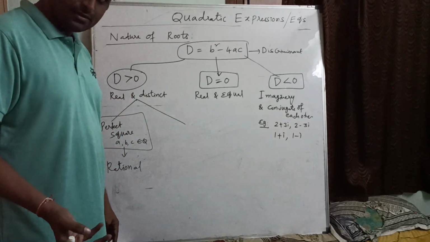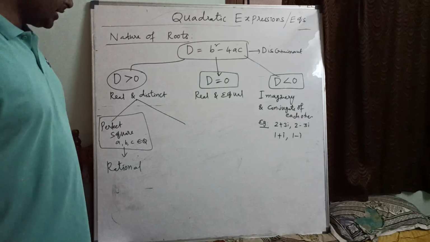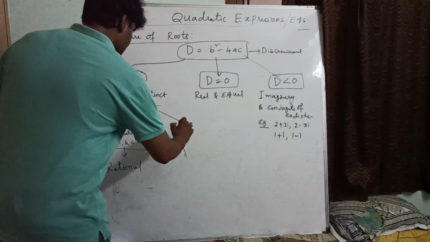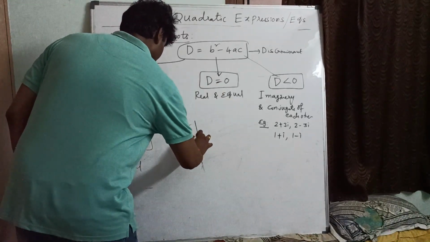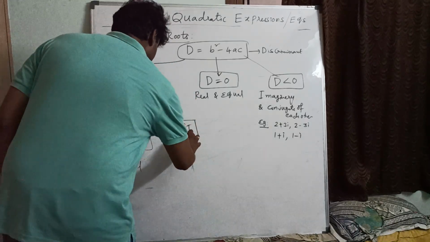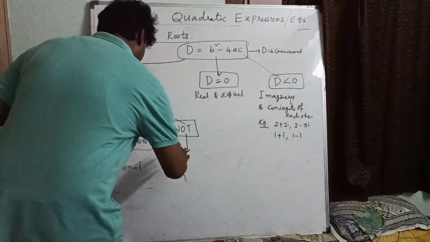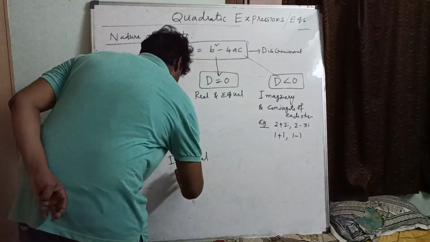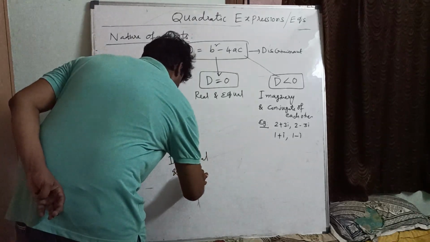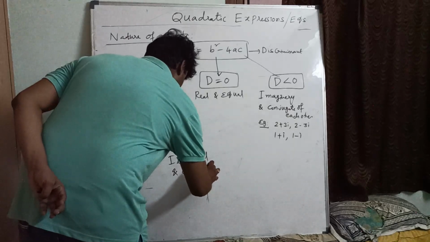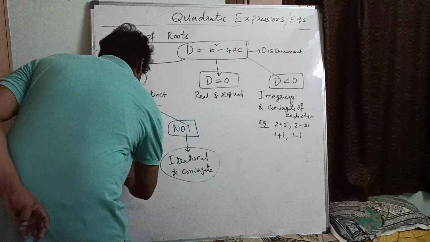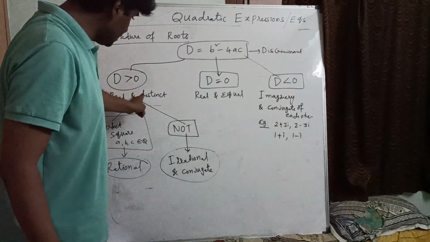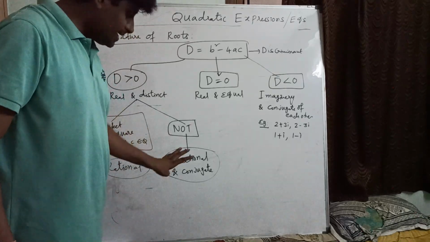Real, rational and distinct. In this case, whenever it is not a perfect square, what happens? Roots are irrational. Roots are irrational and conjugate. Whenever it is a perfect square, roots are rational. Whenever it is not a perfect square, roots are irrational and conjugate.